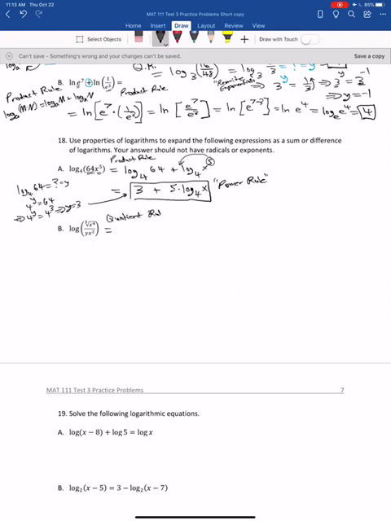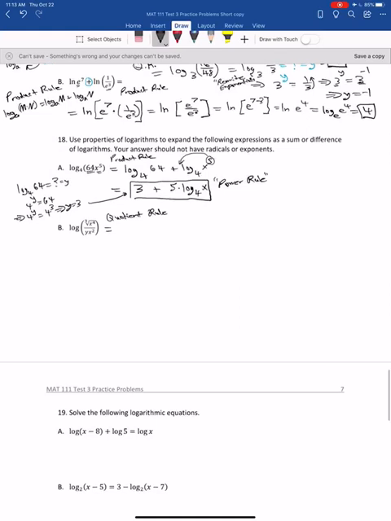Using the quotient rule, log of m over n is equal to the log of m. This is a log base 10 logarithm. So log of x times the cube root of x to the 4th power, minus log of the denominator, which is y x squared. So there's the quotient rule forming a difference. Now, I want you to notice we can expand this and get rid of this radical. Remember, no radicals. Let's go ahead and get rid of that cube root.